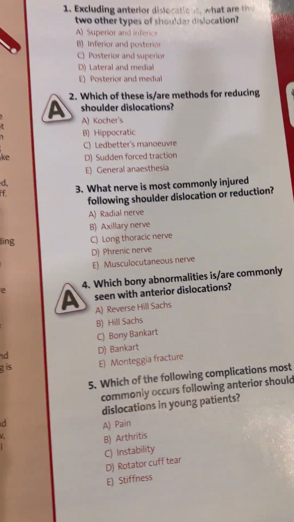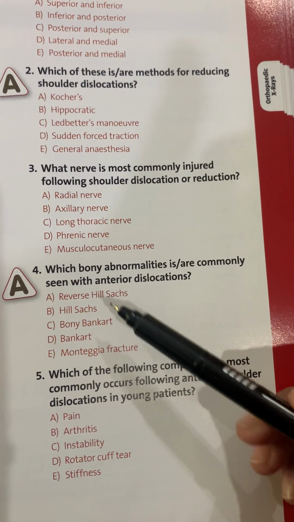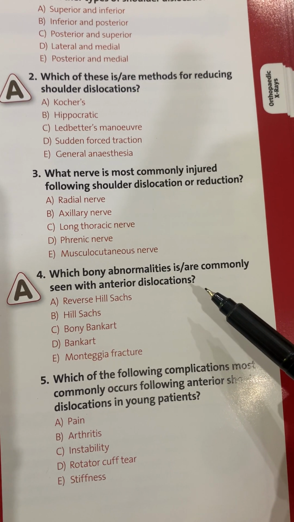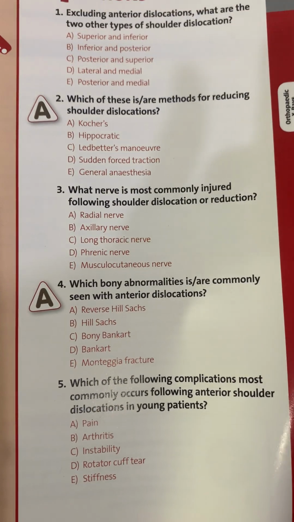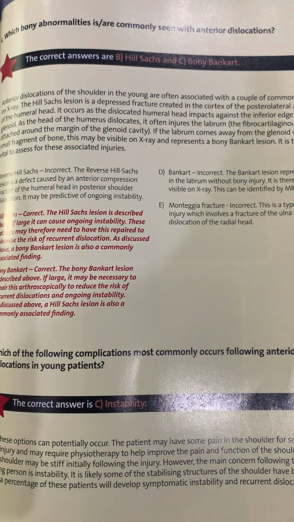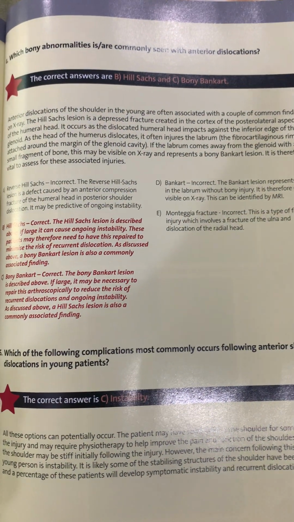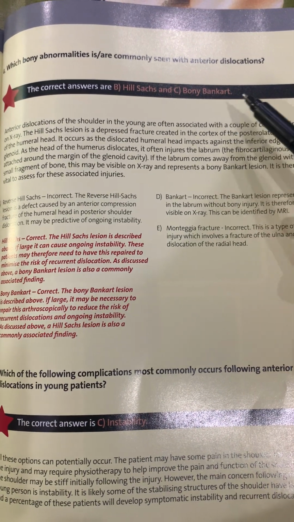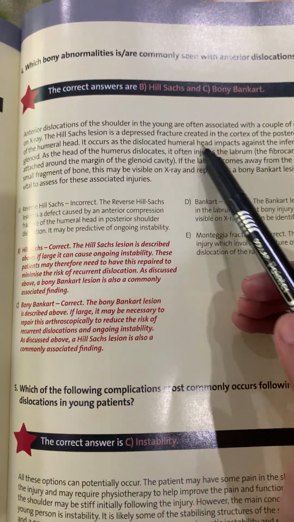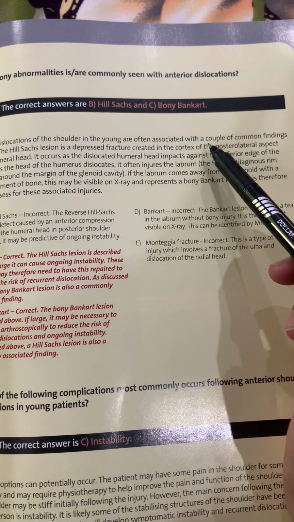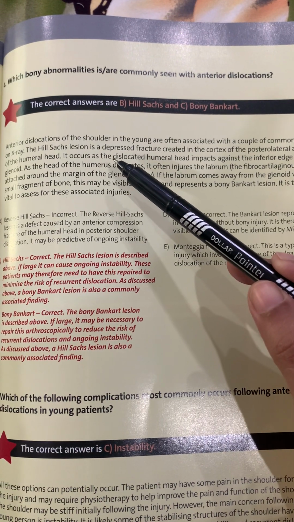The next question is, which bony abnormality or abnormalities are commonly seen with the anterior dislocation? And the answer is Hill-Sachs and bony Bankart. Anterior dislocation of the shoulder in the young is often associated with a couple of common findings on X-ray.